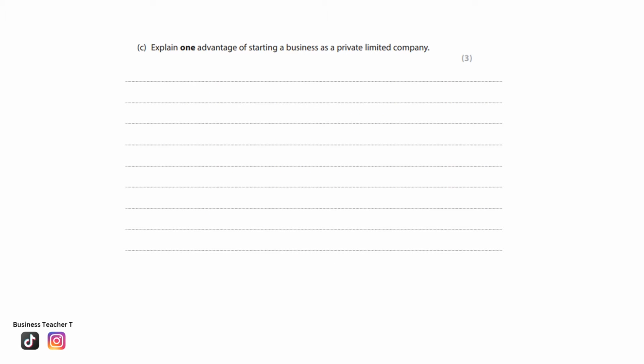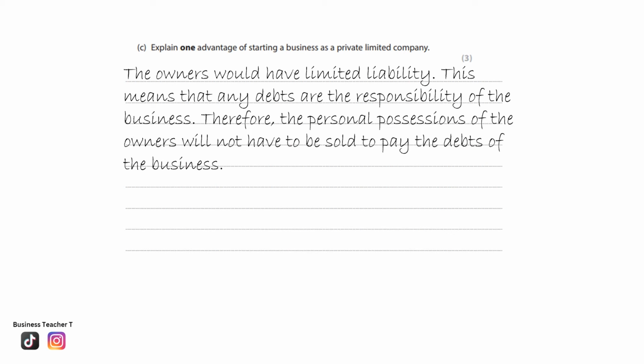Our first 3-marker. Explain one advantage of starting a business as a private limited company. Let's take a look at a possible answer. The owners would have limited liability. This means that any debts are the responsibility of the business. Therefore, the personal possessions of the owners will not have to be sold to pay the debts of the business.